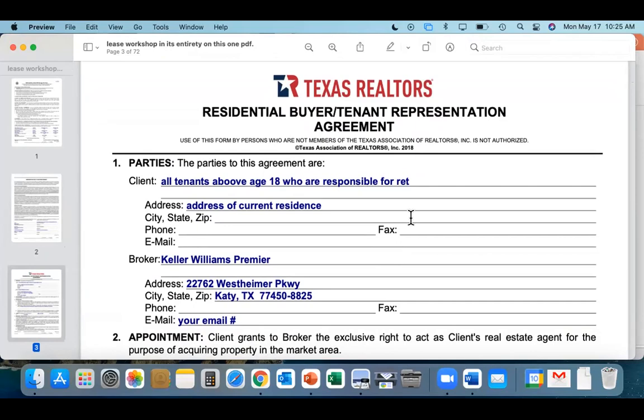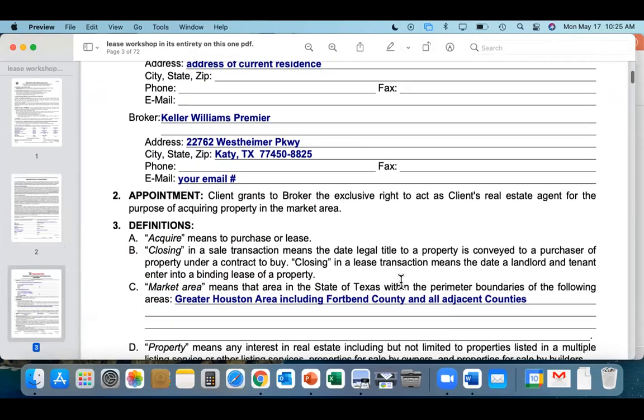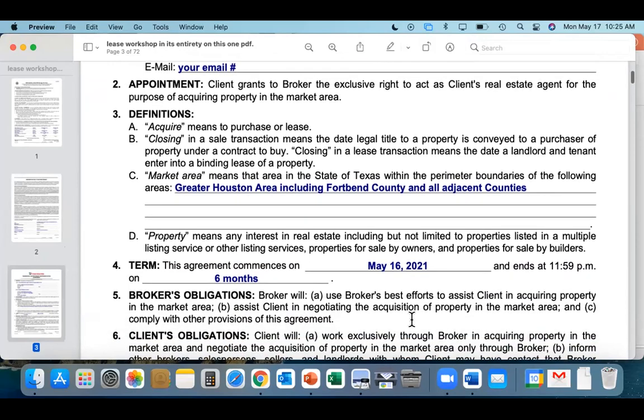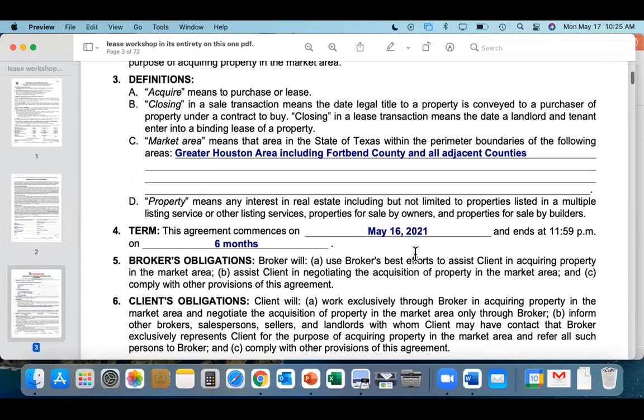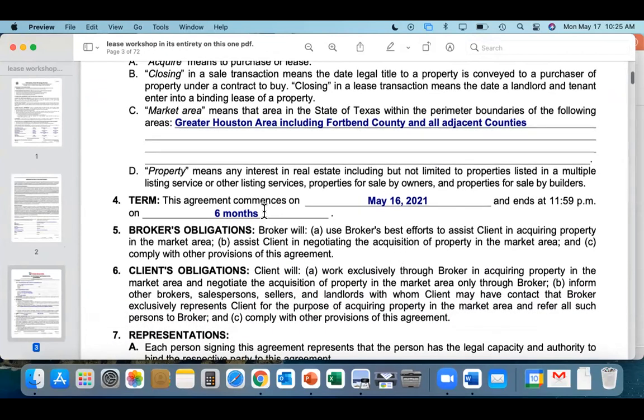Here's our residential buyer tenant rep agreement. I gave you guys a copy of this. I put some helpful verbiage in for market area, what to use. And depending on when you start with your tenant, it's just like a regular contract. When does this agreement start and how long do you want to work with them? 6 months, maybe a year. It all depends on how long you think it's going to take to find them something.